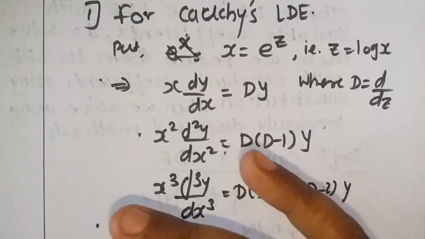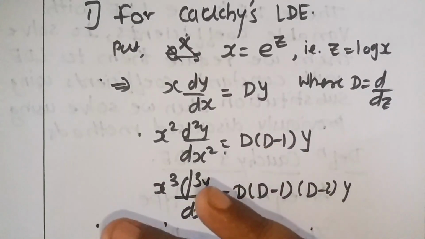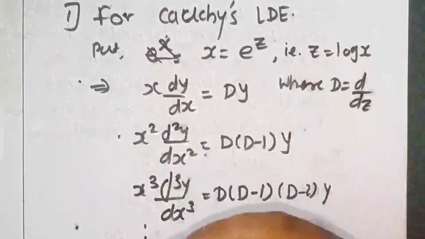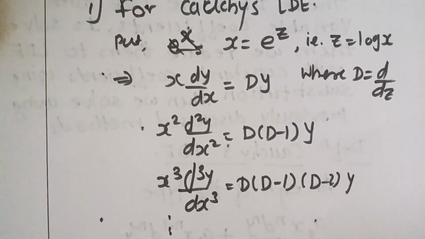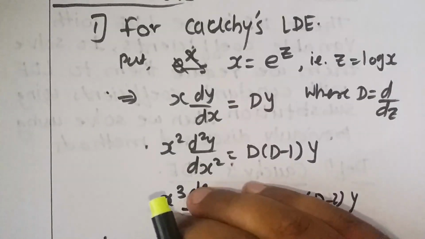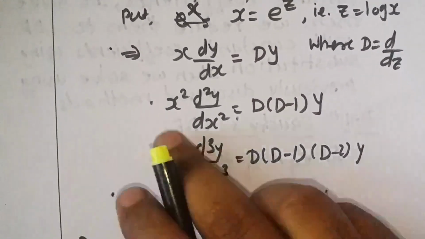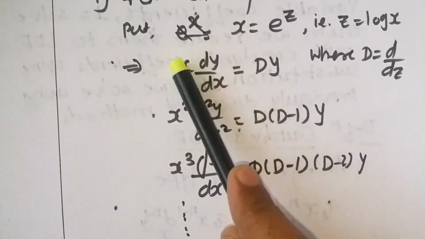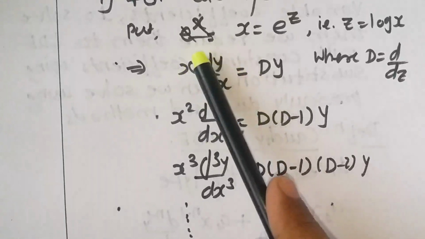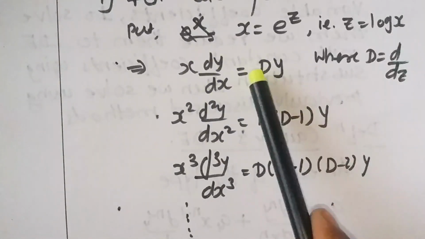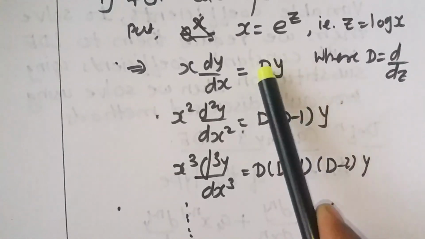Therefore you will get the solution of y in terms of z first, and then by using the back substitution z equal to log x, you get the solution in terms of x. Whenever we do a substitution, we also do back substitution in the solution. These are the quantities you must memorize, because these terms will appear. x dy by dx is replaced by D y, so that x gets removed and the coefficients of the derivatives become constant.